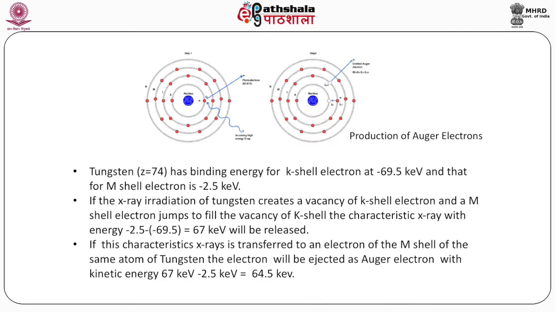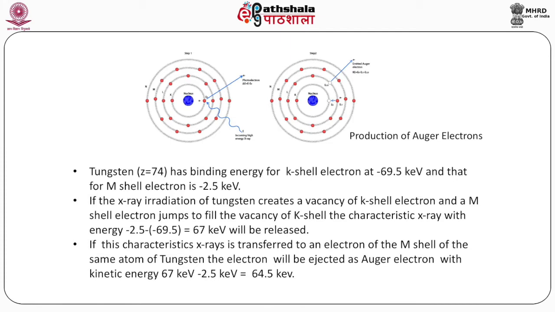In this figure, we see the production of Auger electrons. First, incident X-ray or gamma rays are incident on a tungsten atom, which is the medium here. Tungsten has Z 74, atomic number 74, has binding energy for K shell electron at minus 69.5 keV, and that for M shell electron of tungsten is minus 2.5 keV.